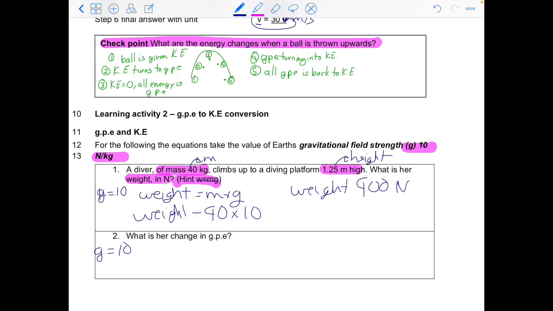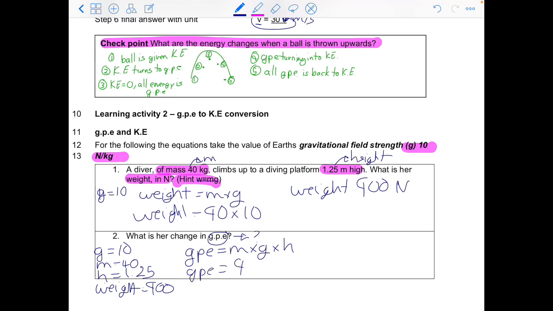So now, what is her change in gravitational potential energy? So we know, sometimes it's useful to write it down again. We know her mass is 40. We know her height is 1.25. We know G is 10. We know weight is 400. So gravitational potential energy is now what we don't know. We can write down that equation. Gravitational potential energy is equal to mass times gravitational field strength times our height. So our gravitational potential energy is what we don't know.